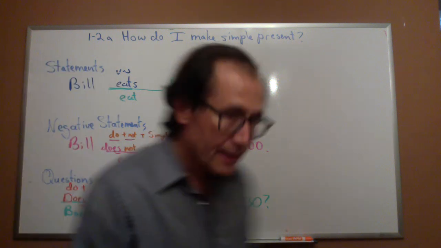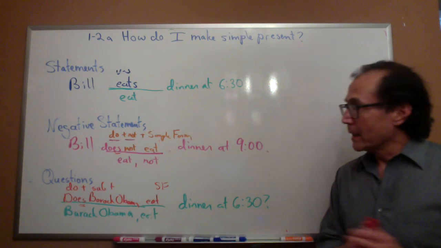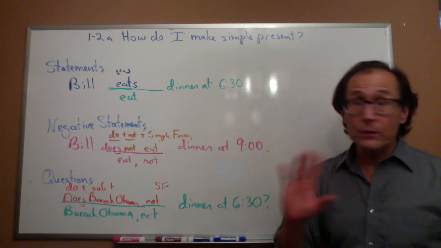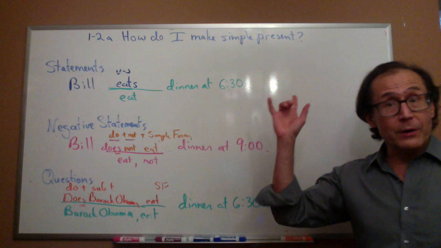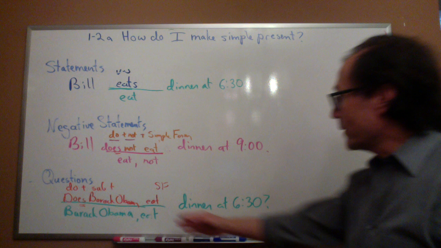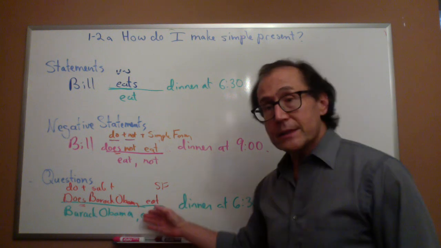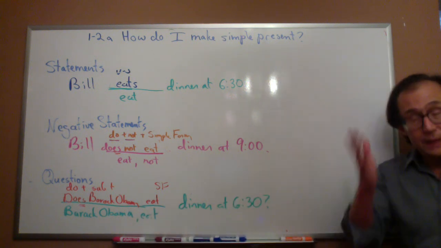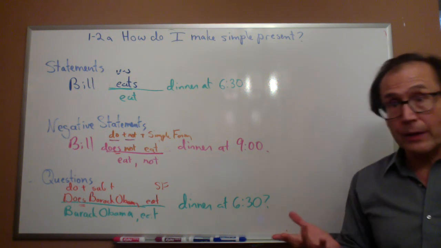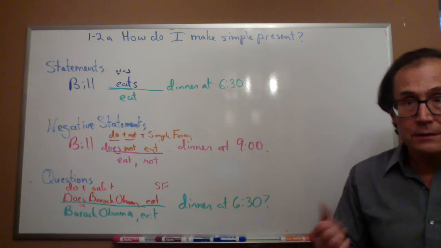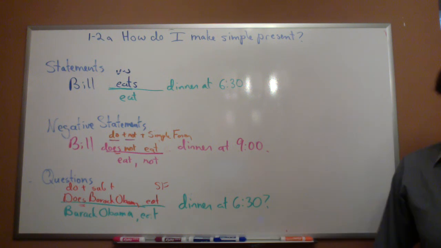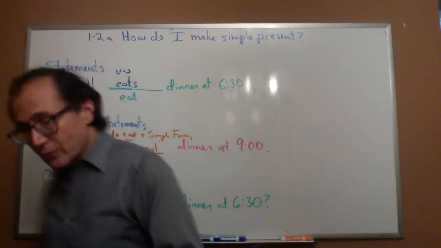Okay. Now, one more quick thing to teach you about this, and then I think we're done with the first part of chart 1-2. Okay, so does Barack Obama eat dinner at 6:30? This is a yes-no question. Yes-no question is a question that can be answered with yes or no. Does Barack Obama eat dinner at 6:30? Yes. Does Barack Obama eat dinner at 6:30? No. So the answer could be yes or no. This is how I make a yes-no question.